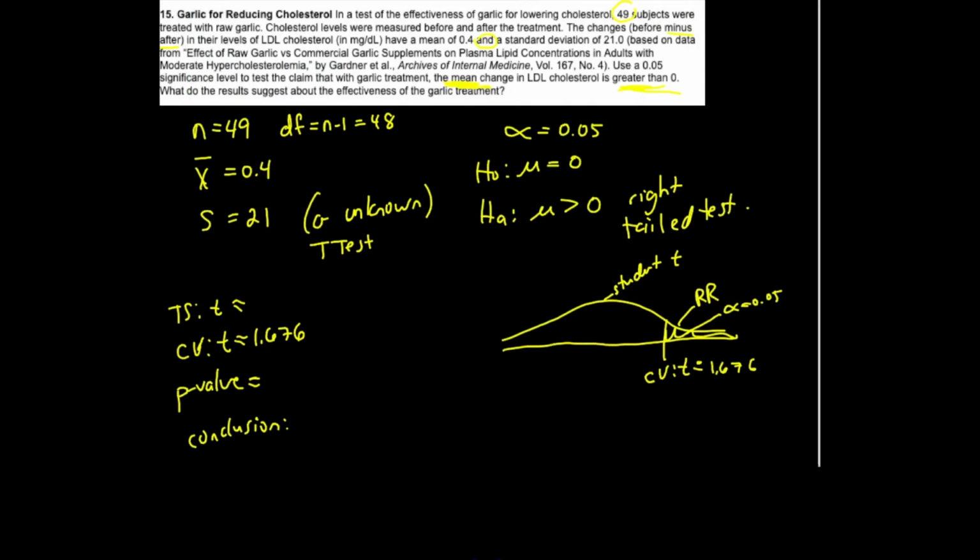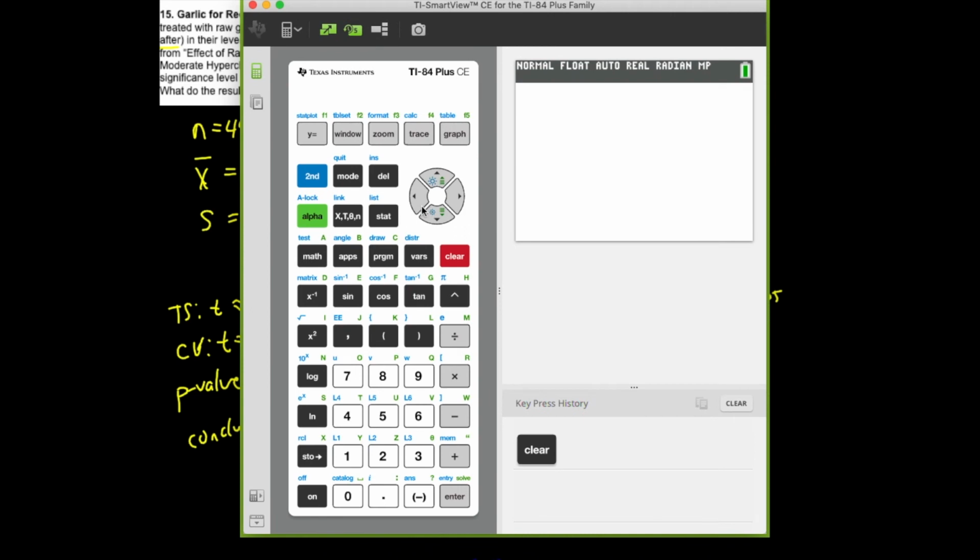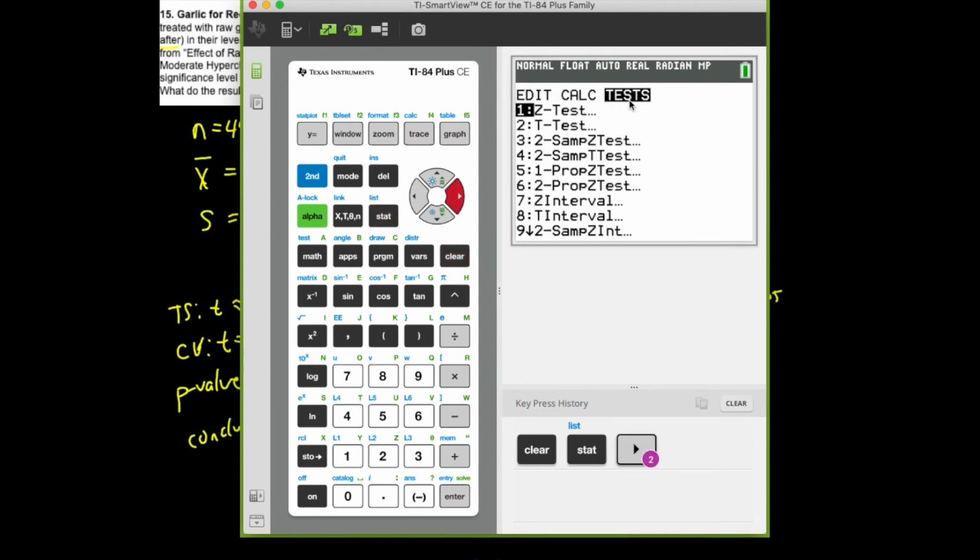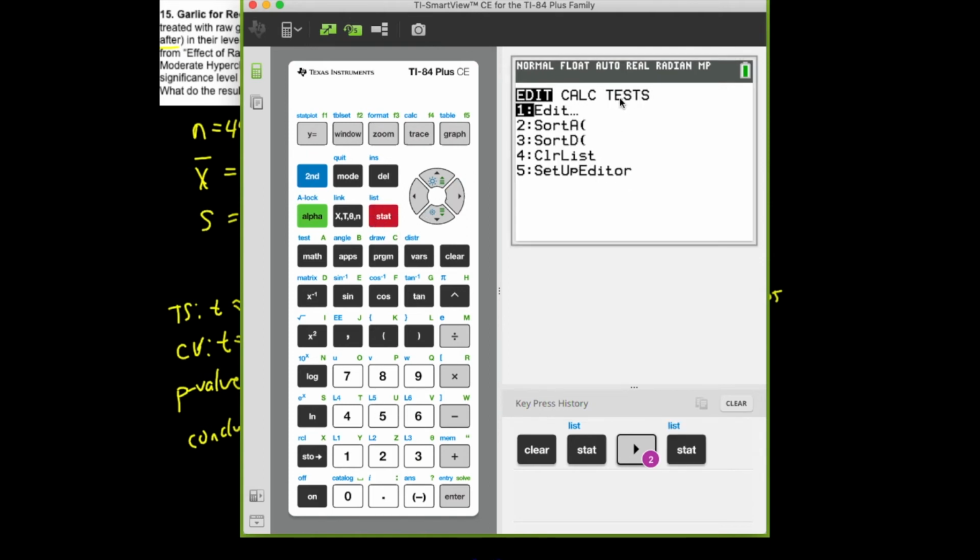All right, so where do I find my test statistic and my p-value? So I'm going to go to t-test. Why t-test? Because sigma is unknown, and I'm doing a hypothesis test about a mean. Where do I find t-test? I am living in stat and tests for all of chapters 8, 9, and 10. All hypothesis testing, all confidence intervals, all that stuff. I'm going to stat, and I'm scrolling over to tests.